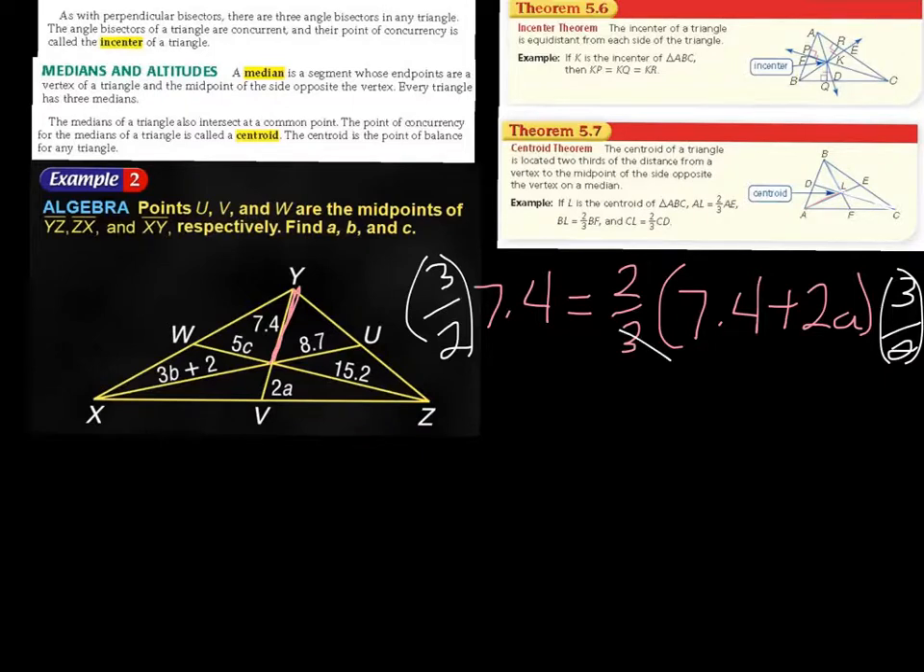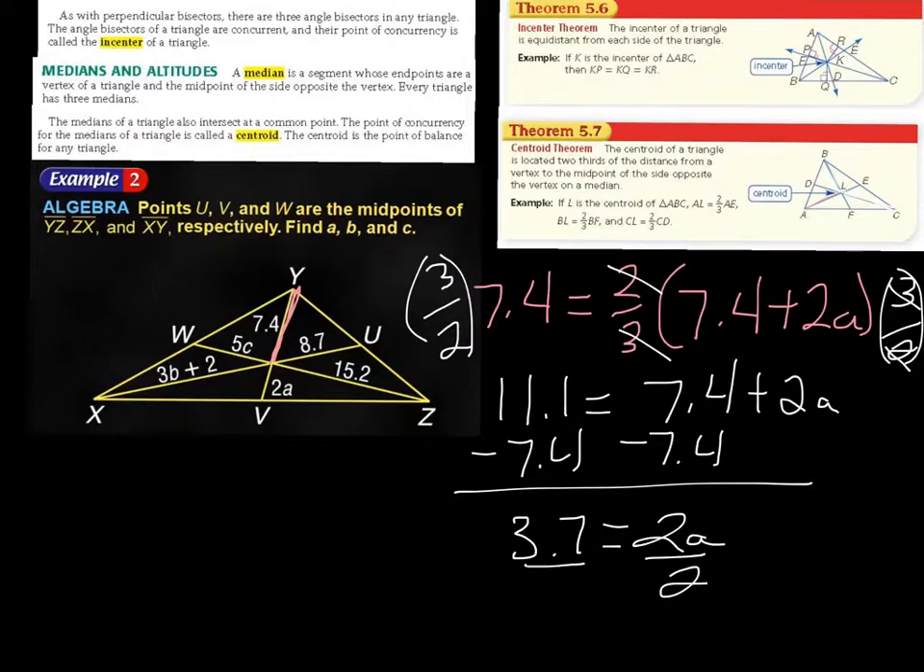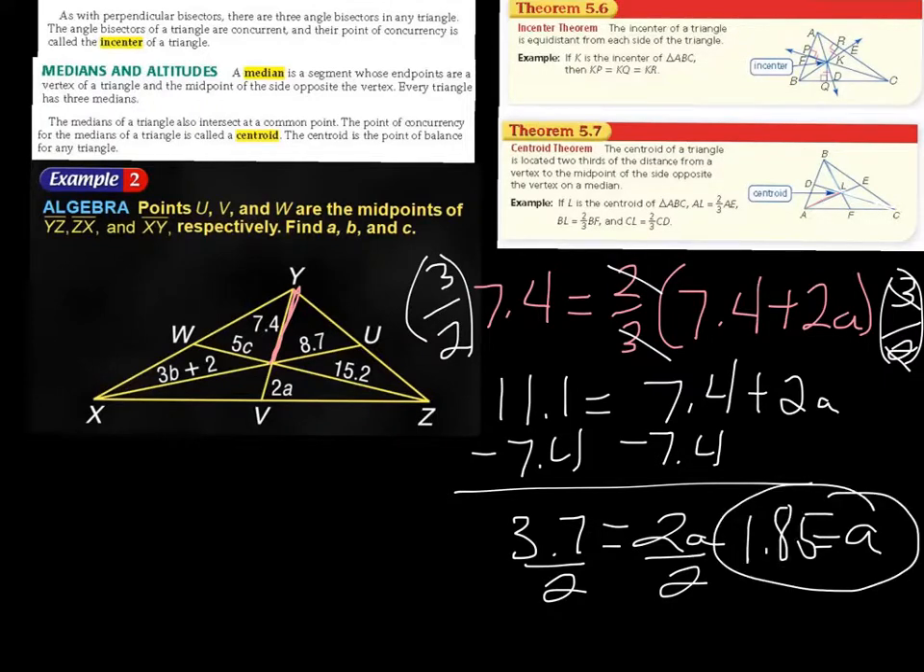So the 2/3 and 3/2 cancel out, and 3/2, or 1.5, times 7.4 is 11.1. That's not so bad. Equals 7.4 plus 2A. So we're going to subtract 7.4 from both sides of the equation. So we have 3.7 is 2A divided by 2. And A is going to equal, okay, so A is 1.85. Guess what? We still need to keep going and find B and C.